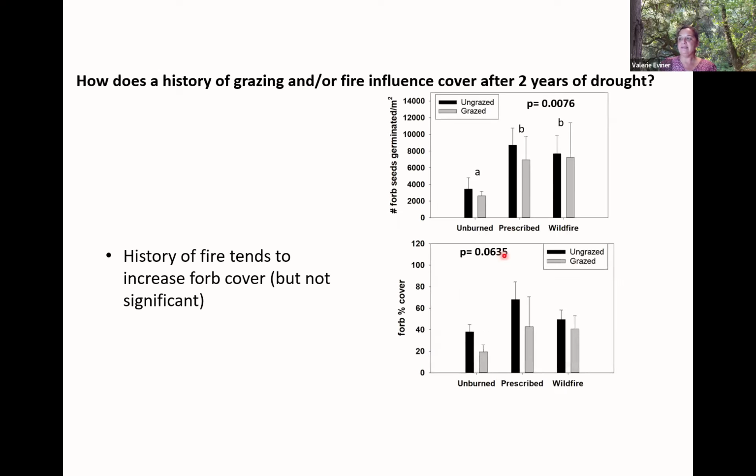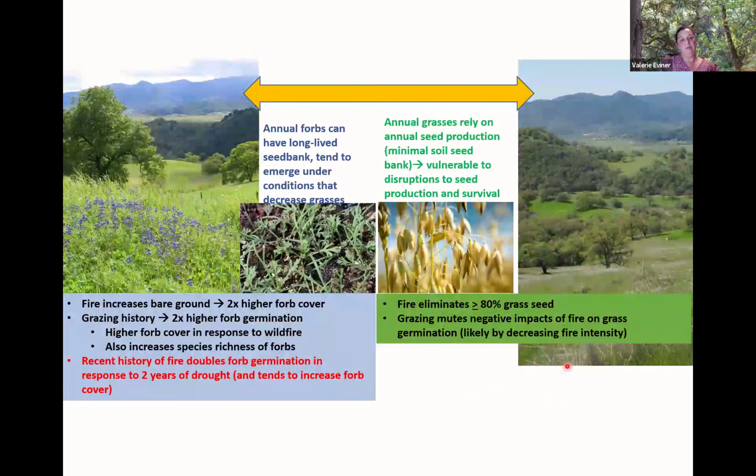When we look at what that meant in terms of cover, it was a little messier, so we just have a trend. It's not significant, but we did see that history of fire meant about 30% higher cover of wildflowers in response to the drought. So it's really important to be thinking about how to maintain these wildflowers and looking at a sequence of different disturbances that help prepare the system to respond to the next set of disturbance.